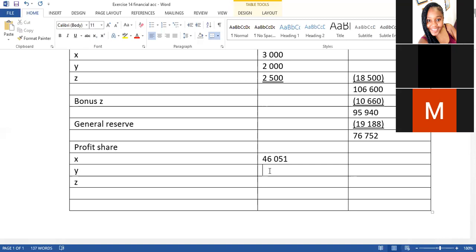And then Y has how much? 3 divided by 10 times 76,752. 23,025. What is after the comma? 6. Yes. 6 is after the comma, right? So it becomes 23,026. Okay. And then Z, you should always consider the numbers after the comma.